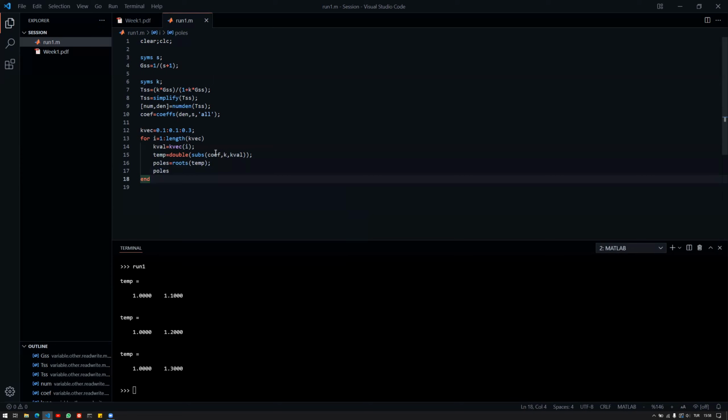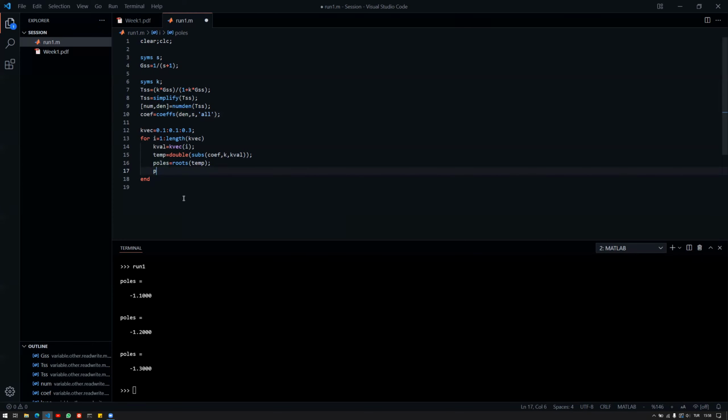The other way would be to use the expression itself, plug in k, and then equate it to 0, or use the solve function here. So if I run this, you can see now that I have the corresponding poles. The only thing that is left is I should plot them on a certain graphic.